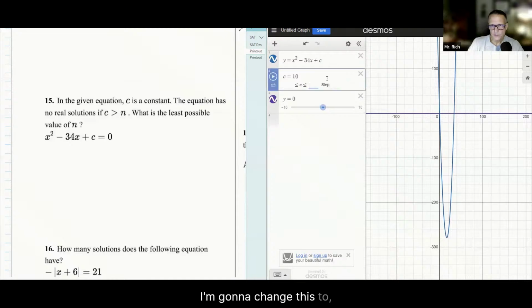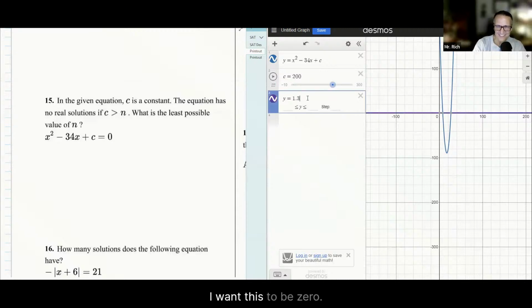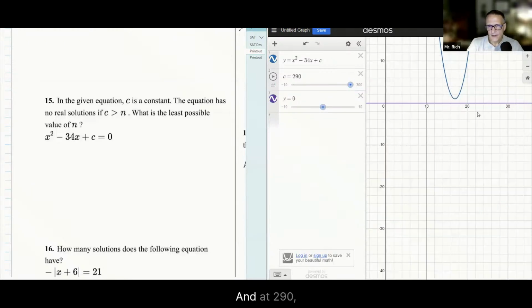I'm going to change this to an upper of 200 maybe, and then go to town on this. There we go, so it's coming up. Wow, I have to go higher on the upper end here. Let's go to 300. Oh wait, I don't want to adjust that. I want this to be 0. Okay, and then I'm moving this up.